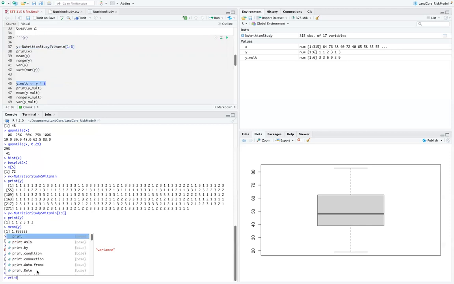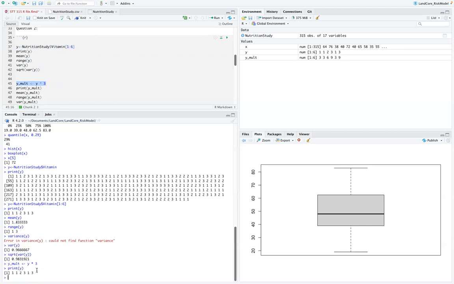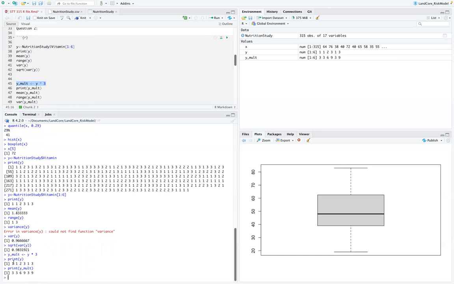And if I want to print y mult, which is the new variable I just defined, you'll notice that I took every entry and multiplied it by 3. So I have 3, 3, 6, 9, 3, 9. So I basically took 1, multiplied it by 3, that's 3, like 3 multiplied by 3 is 9, and so forth. Okay, so now we need to do the same thing. Find the mean, range, variance, and standard deviation.